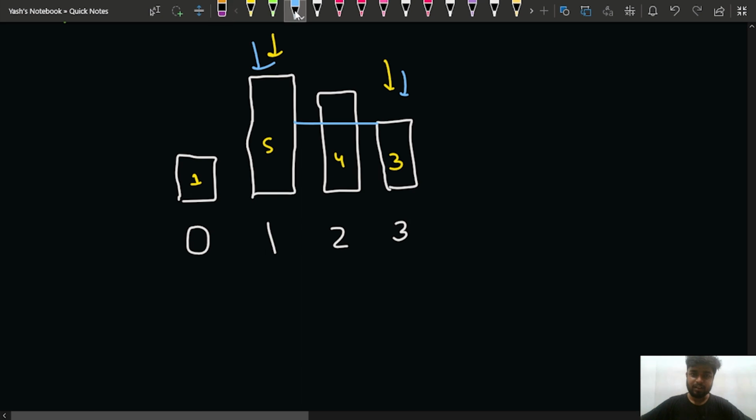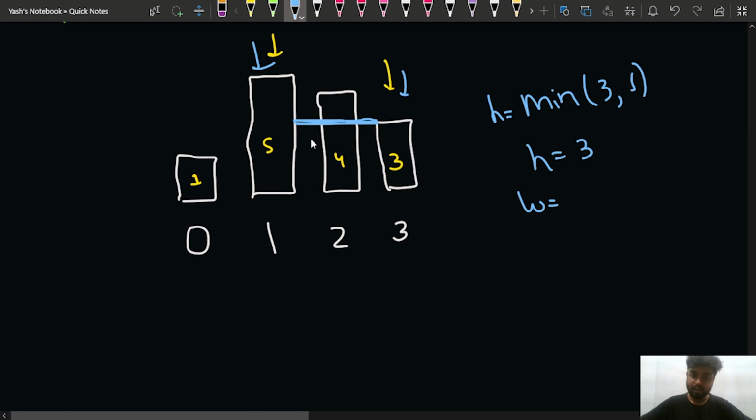What is the height till which the water can be stored? The height till which the water can be stored is nothing but the minimum of the heights 3 and 5. So the height is going to be 3. Now what is the width? The width is nothing but 2.